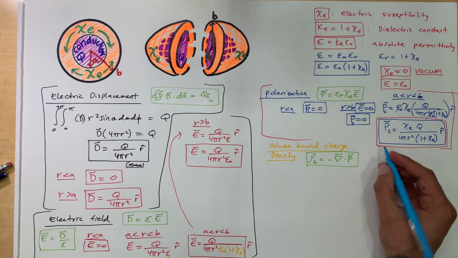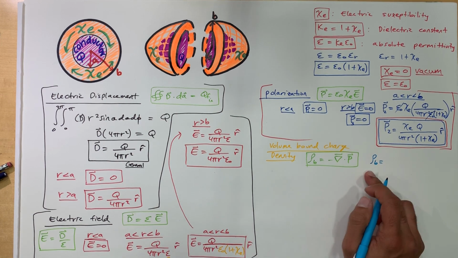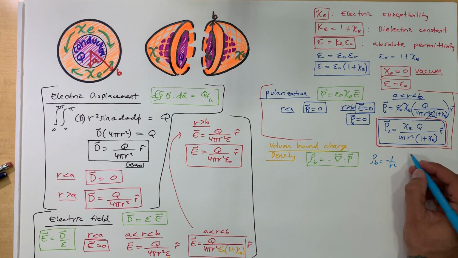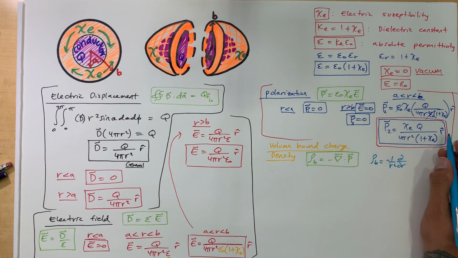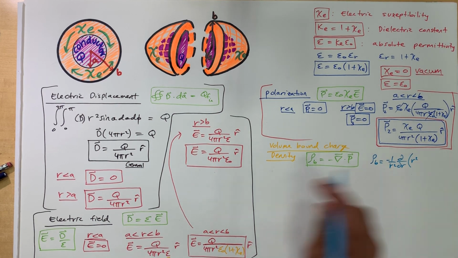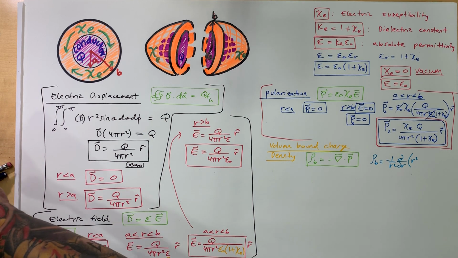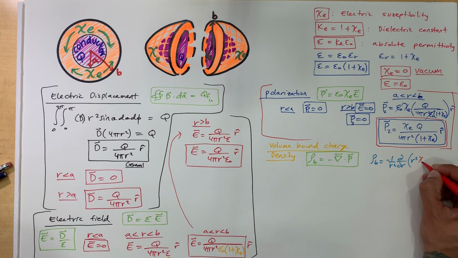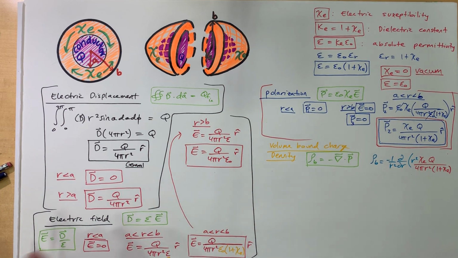So let's see what happens. We got rho bound equals 1 over R squared, partial of R squared, and then let's write the polarization in a different color. We got all of this, which is chi E Q over 4 pi R squared times 1 plus chi E, and we're done with that part. And I already see trouble.